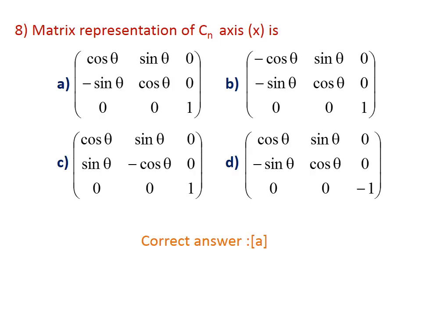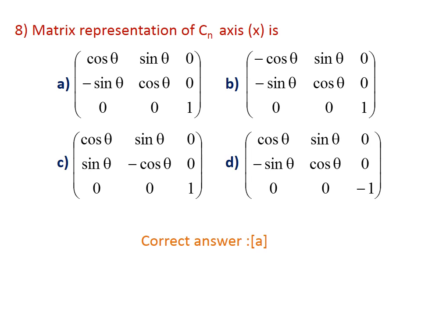Question number 8. The matrix representation of Cn axis is. Here the correct answer is A. Cos theta, sin theta, 0; minus sin theta, cos theta, 0; 0, 0, 1. This is the matrix representation for Cn axis.